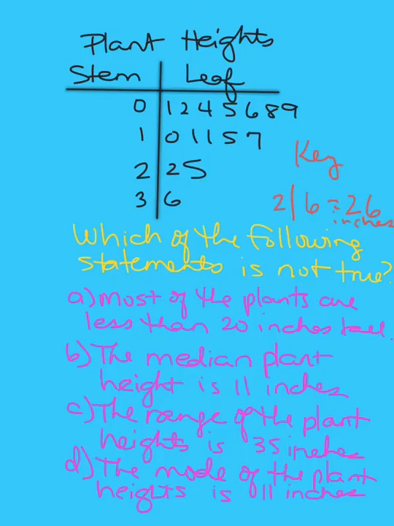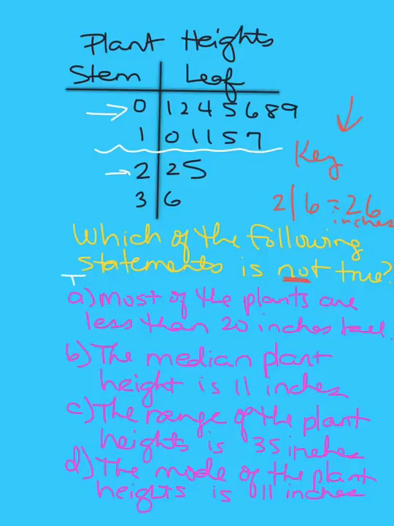Our last problem for today is looking at a stem and leaf plot, and we're talking about plant heights. Again, I need to look at my key first, and it's 2|6 equals 26 inches. So which of the following statements is not true is what my question is asking. I need to look at each of these, A, B, C, and D, and decide which one is not true. Let's start with letter A. Most of the plants are less than 20 inches tall. If I'm looking at my display, 20 is here, so anything below that is less than 20 inches tall, and that is where most of my data is. So that's actually going to be a true statement.